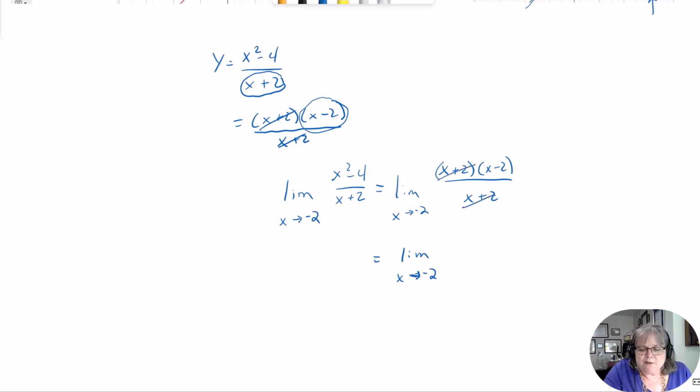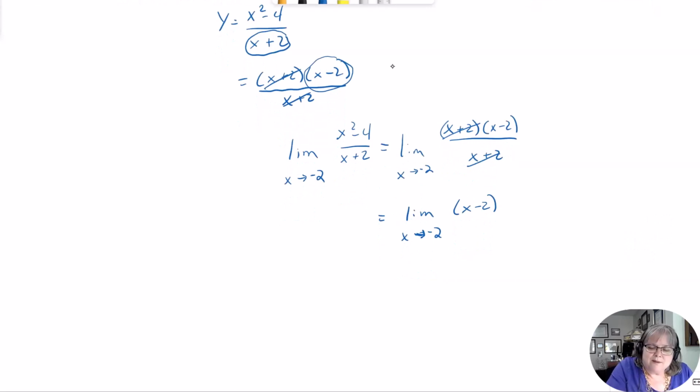Then this x plus 2 cancels this one or reduces out, leaving you x minus 2. If you just write the limit of x minus 2, technically what you're doing is just taking the limit of this x. Now, in this case, it would get you the same answer, but it could be the wrong answer if it was a more complicated problem. So I can substitute the minus 2 in now. So this is minus 4.